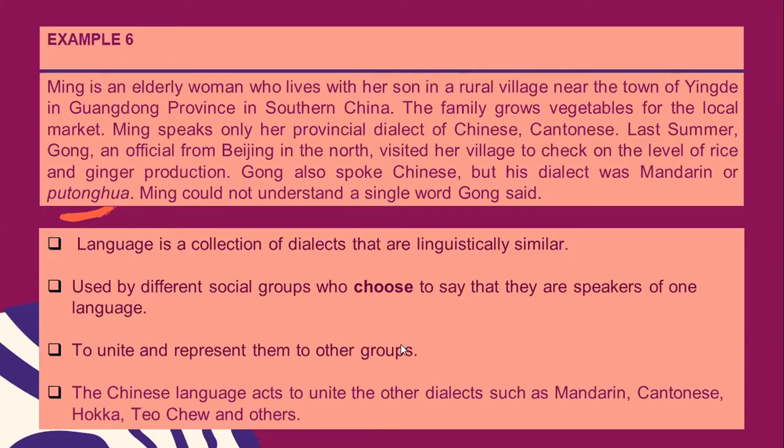I couldn't really understand this part, so I'll try my best to explain. In this context, a language is a collection of dialects that are linguistically similar, used by different social groups who choose to say that they are speakers of one language to unite and represent them to other groups. That's why Ming couldn't understand Gong's Chinese, which is Mandarin or Putonghua, because she speaks Cantonese. So this definition is a socio-linguistic rather than a linguistic one.